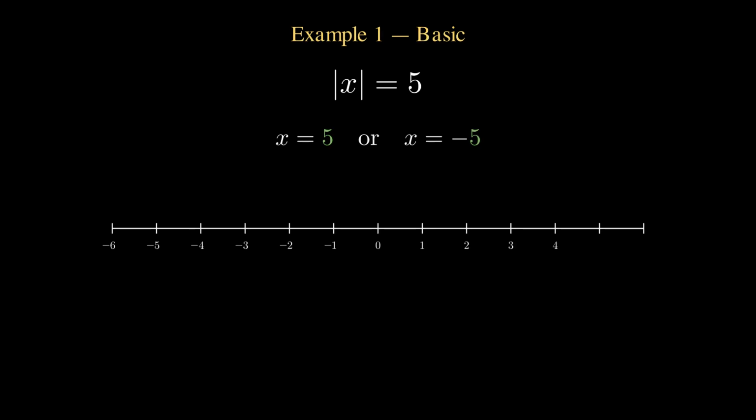Here is the simplest example. The absolute value of x equals 5 means x is exactly 5 units away from 0. So you get two solutions, x equals 5 or x equals negative 5. Both are 5 units from 0. You can draw them on a number line and see the symmetry around 0. That is the mental picture you should keep every time you see vertical bars.